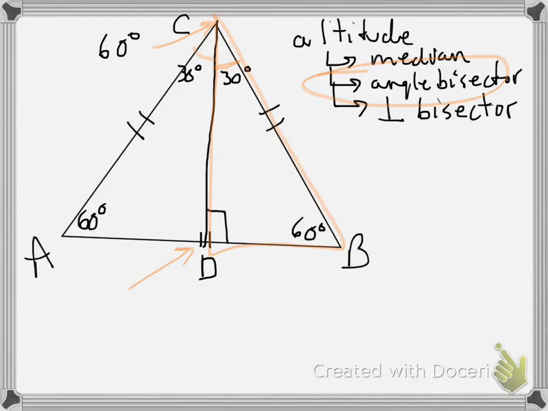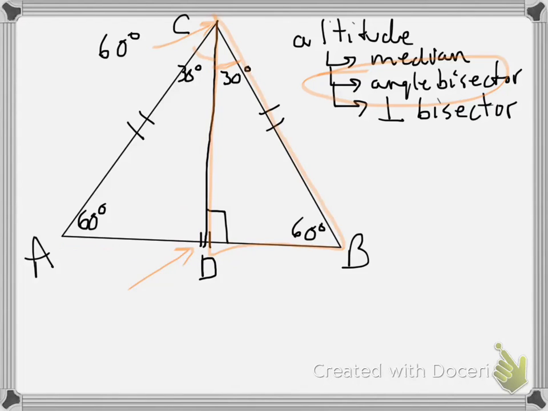The second question says, what's the measure of angle ADC and BDC? So A to D to C, and B to D to C. Well, it's an altitude, so they know they're right angles. So we've answered question 2. Okay, I'm going to erase those out.